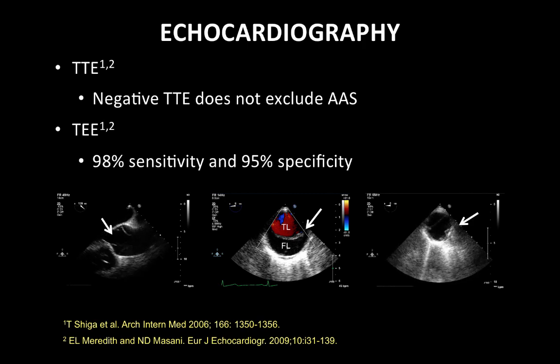It is, however, a critical adjunct in the repair of patients with type A aortic dissections, particularly in the detection of some of the complications we see with type A aortic dissections, including aortic insufficiency, pericardial tamponade, etc.